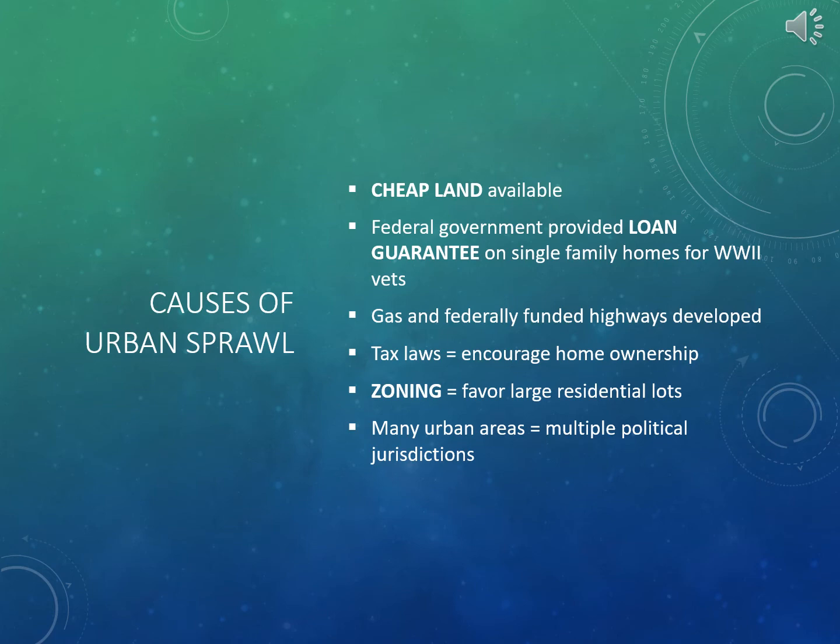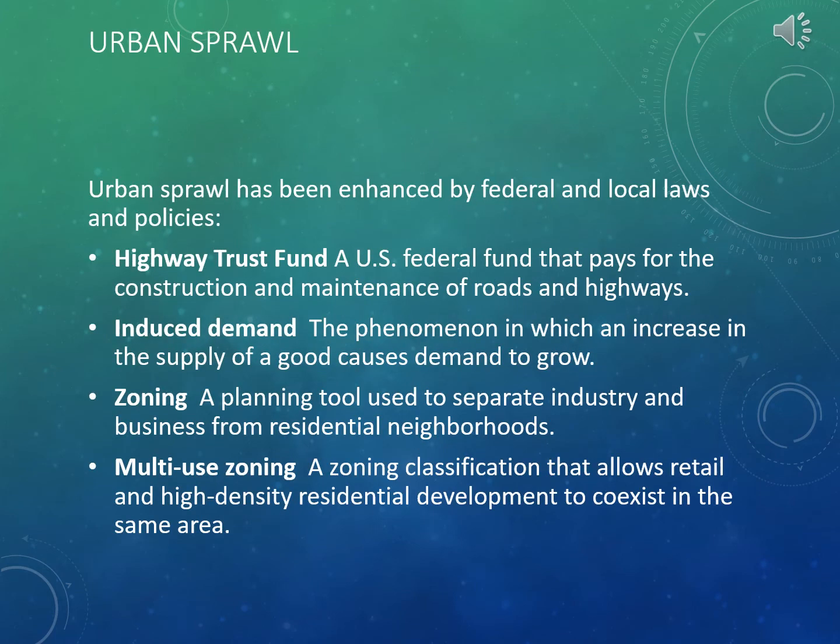Zoning laws, which are laws that regulate where particular things can be built and how particular plots of land can be used in an urban area, tend to favor large residential lots. And many of the urban areas have multiple political jurisdictions, which makes it a little more complicated to manage who moves where and where the residential areas tend to be. Four major concepts have impacted this urban sprawl, and it's enhanced by federal and local laws and policies.